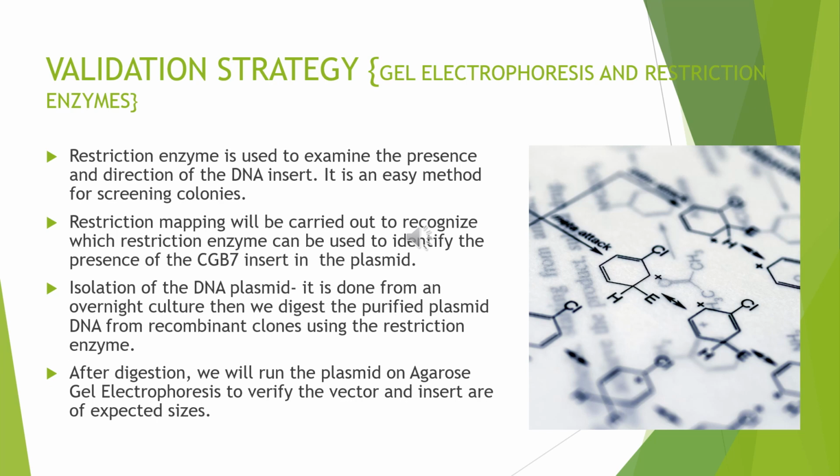To ensure I generated the correct vector, this is the validation strategy I'll be using: gel electrophoresis and restriction enzyme. Restriction enzyme digestion is an easy method for screening colonies, and these are the processes that will be carried out: isolation of DNA plasmid and digestion. After digestion, we run it on agarose gel electrophoresis to verify the vector of expected size.